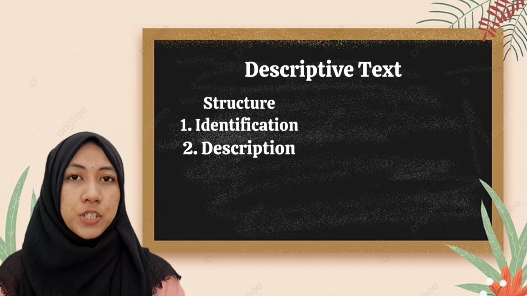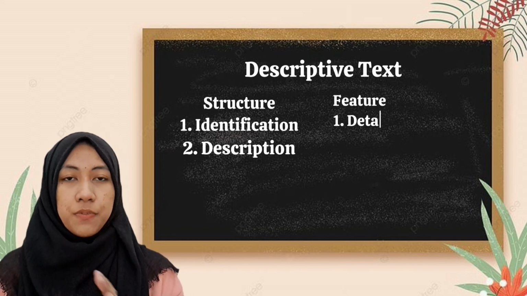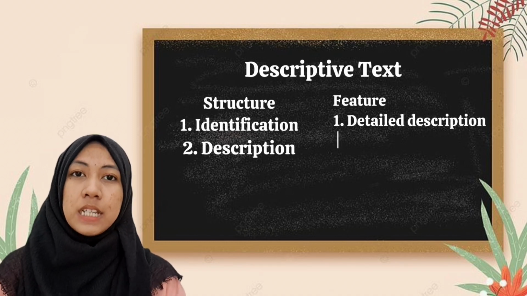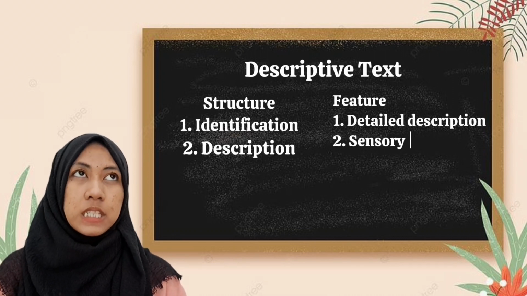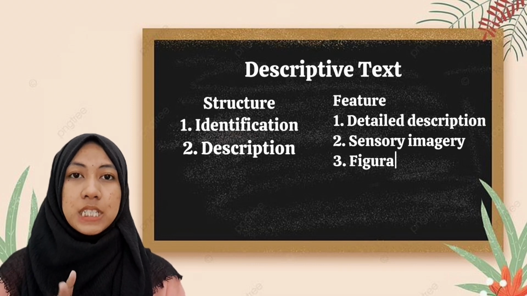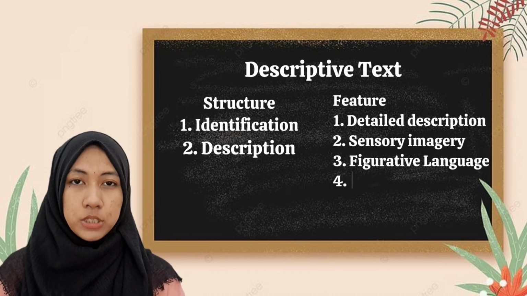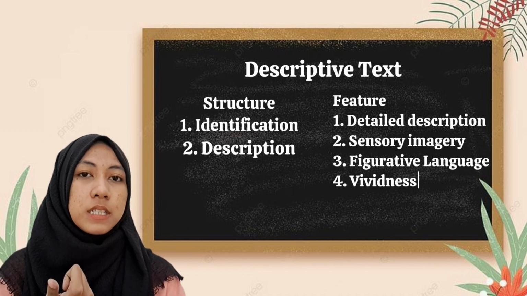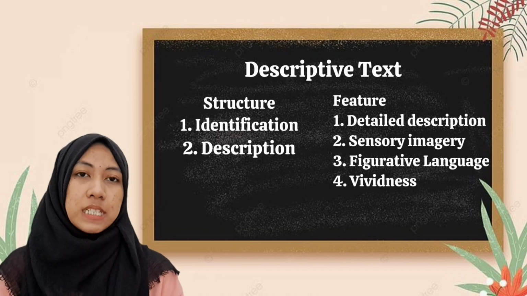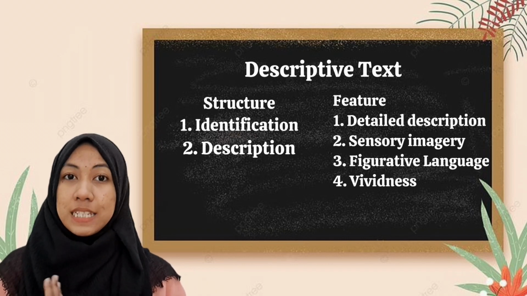And then, so for the features, descriptive text has description. It utilizes vivid language to provide a detailed description of a subject or object. Then sensory imagery. This text appeals to the reader's senses like sight, smell, touch, etc. to create a mental image. And then there is figurative language, which may include metaphors, similes, and other literary devices. And of course, vividness, which aims to make the reader feel as if they are experiencing the subject.